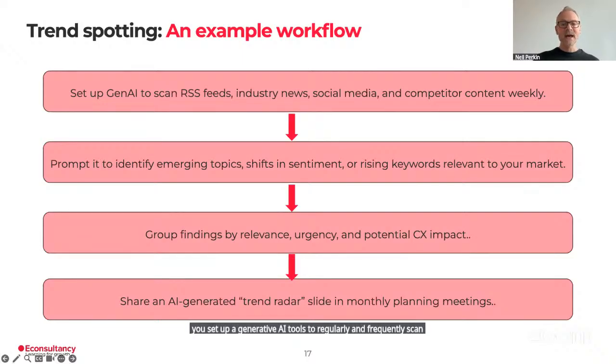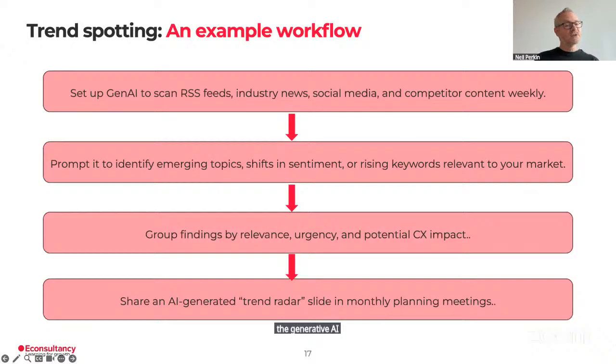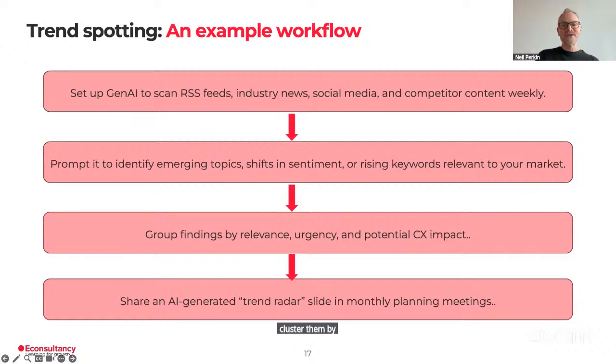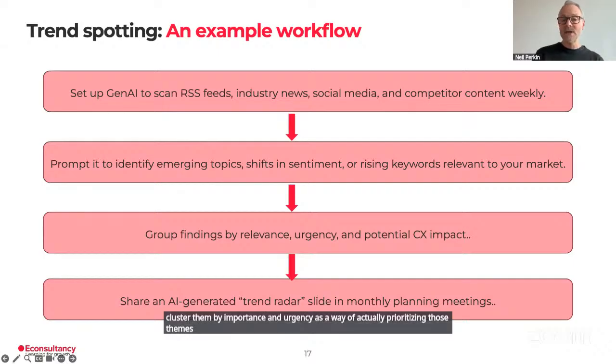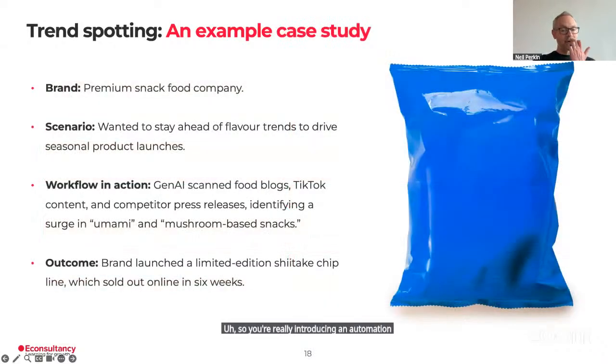So an example workflow basically could mean that you set up generative AI tools to regularly and frequently scan multiple sources and then prompt it to identify emerging topics of interest. And to make this as easy as possible, the generative AI tool could be used to cluster themes, perhaps. And maybe you can say cluster them by importance and urgency as a way of actually prioritizing those themes. And that can be turned, of course, into a slide or a short report for regular circulation amongst stakeholders. So you're really introducing an automation to that process.